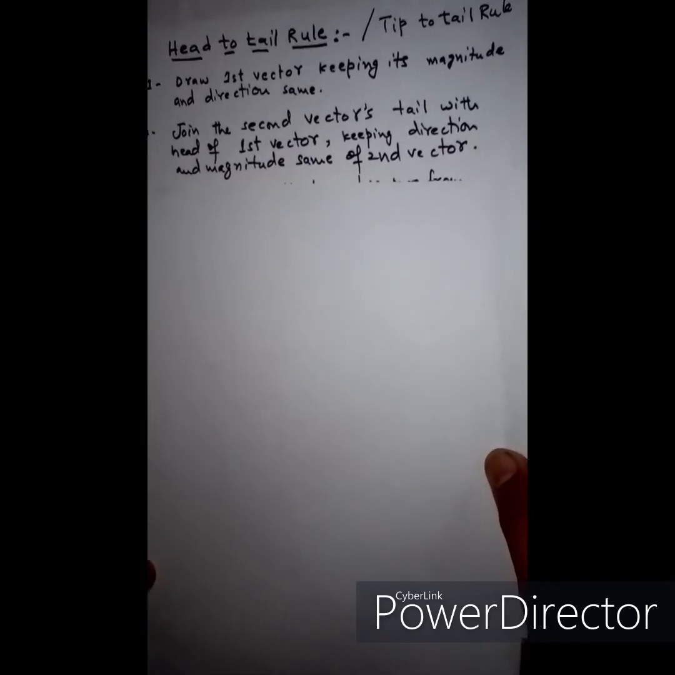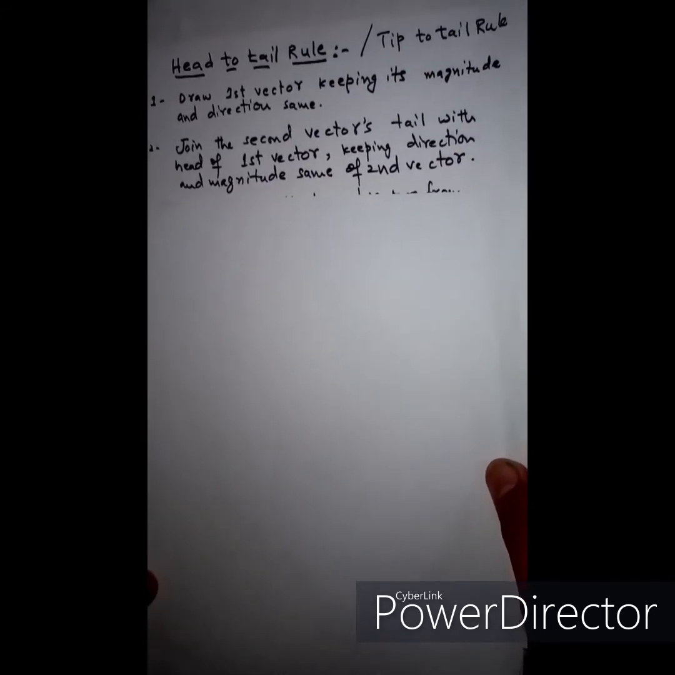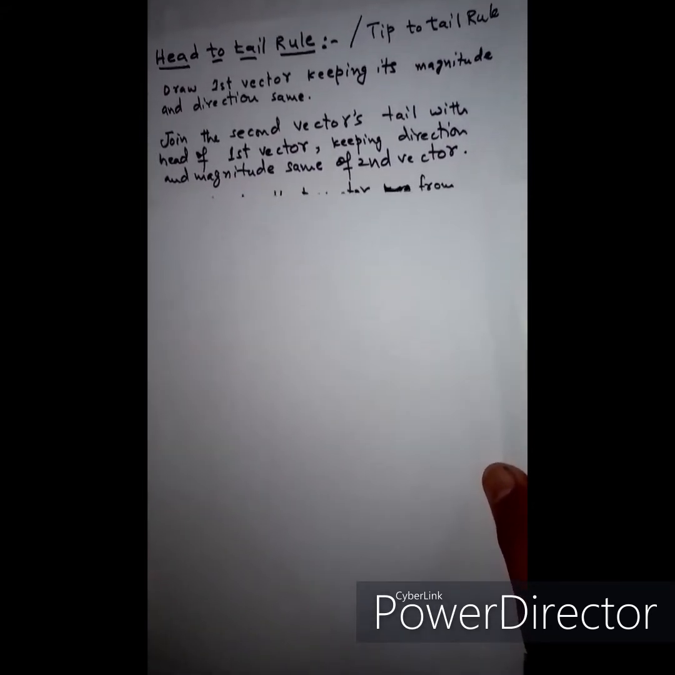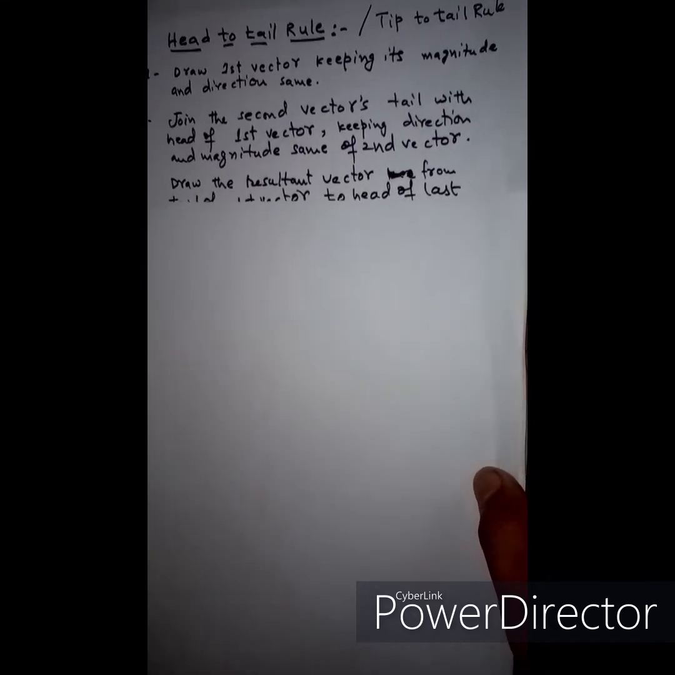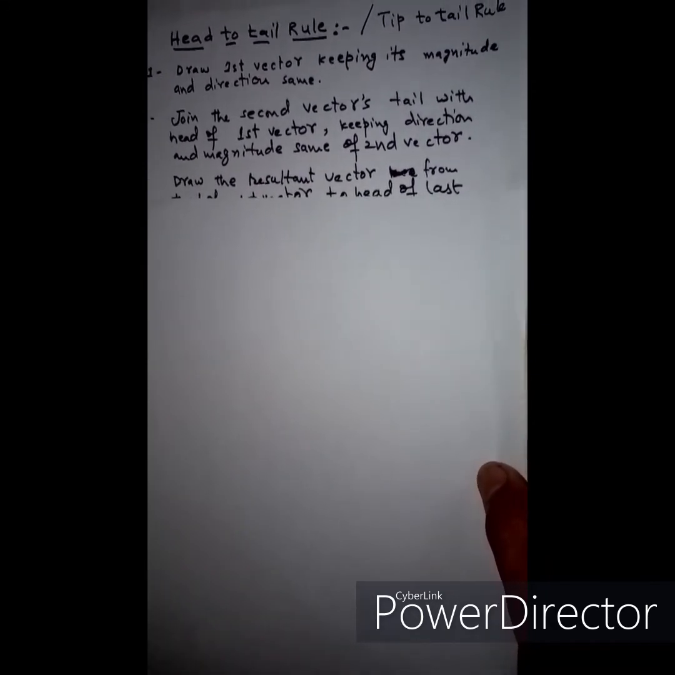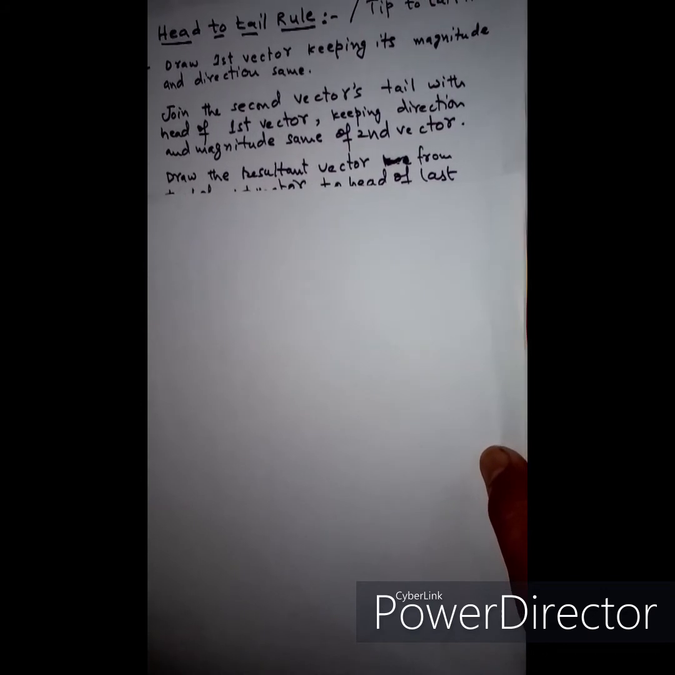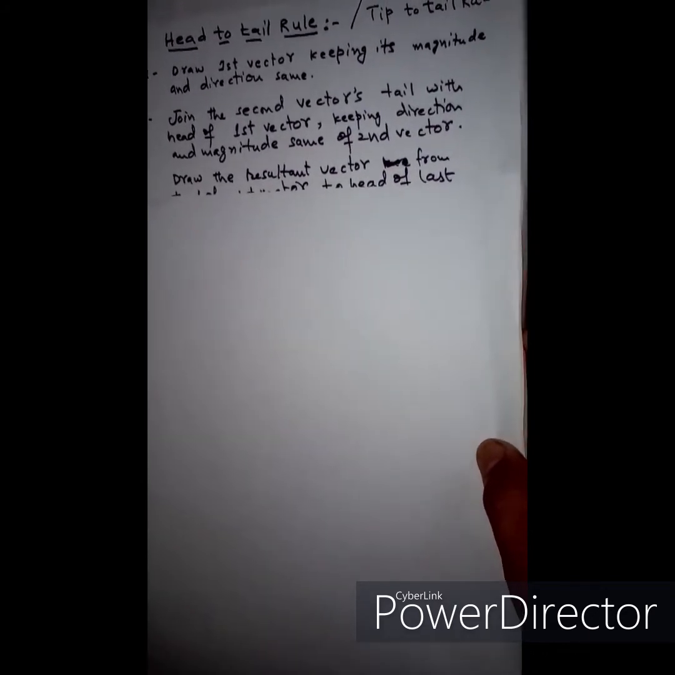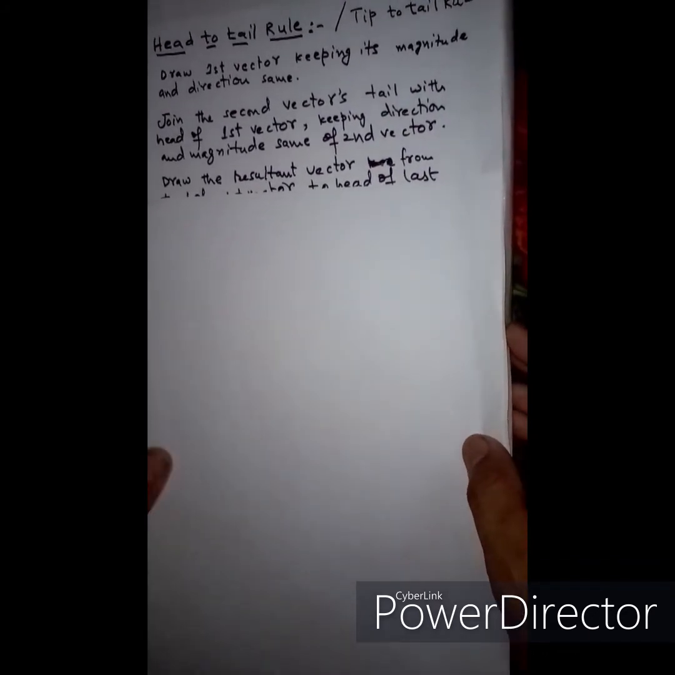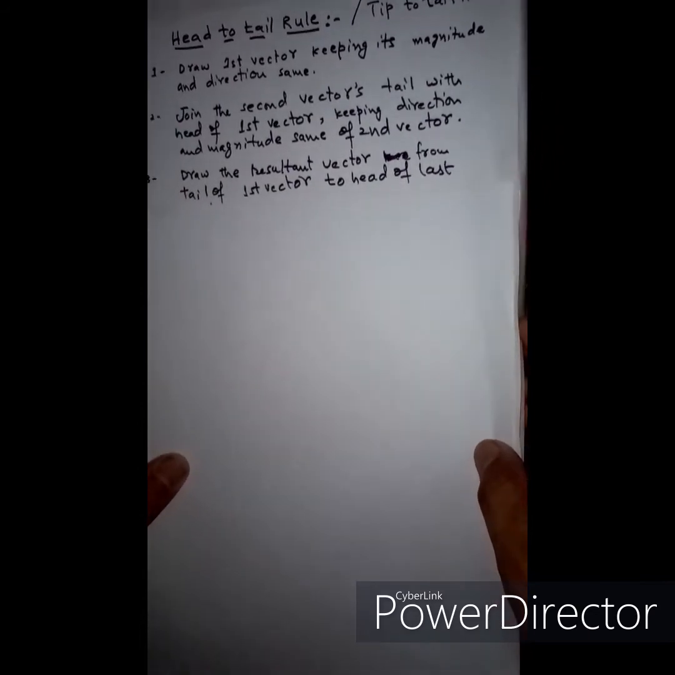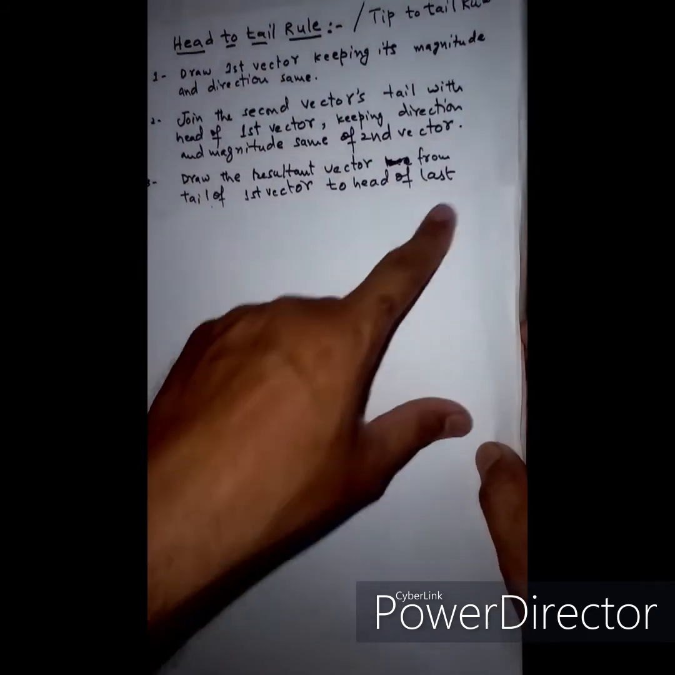After joining the second vector's tail with the head of the first vector, the last step is to draw the resultant. Now the question arises, what is the resultant? Resultant means the result of the vectors, the single vector which represents the sum of all the vectors together. So we draw the resultant vector from the tail of the first vector to the head of the last vector.